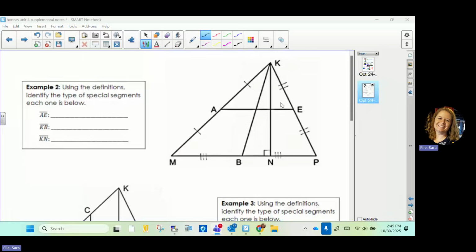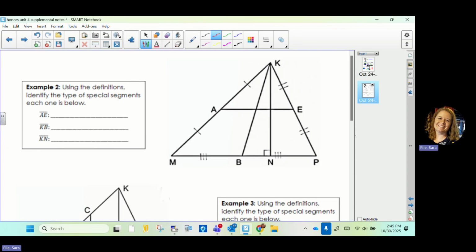Back of that supplemental, 4 notes, just the add-on. So these next 2 types of questions are just asking you to identify the special segments when there's more than one in the picture. So you've got to know the difference between median, altitude, perpendicular bisector, angle bisector, and mid-segment.